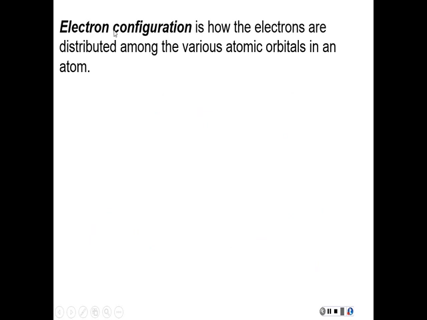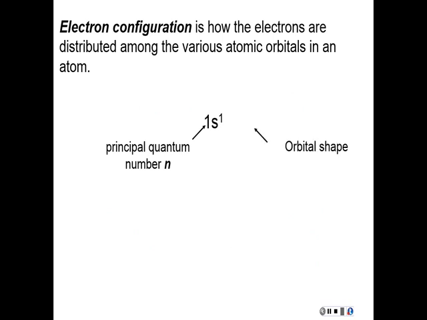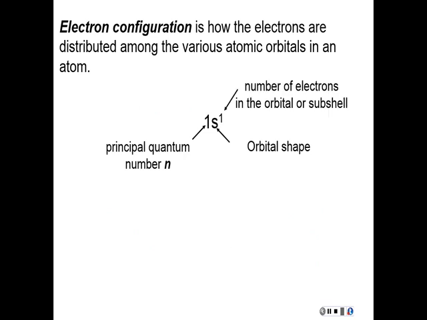Okay, now we're getting to electron configurations, and you probably remember how to write these. This will describe the most probable location for finding an electron in the ground state. So here's an example, 1s1. The number 1 means the principal quantum number, or the energy level number. Next we have the orbital shape, which we designate with the letter s. And thirdly we have the number of electrons in the orbital or subshell. So this represents a hydrogen atom.